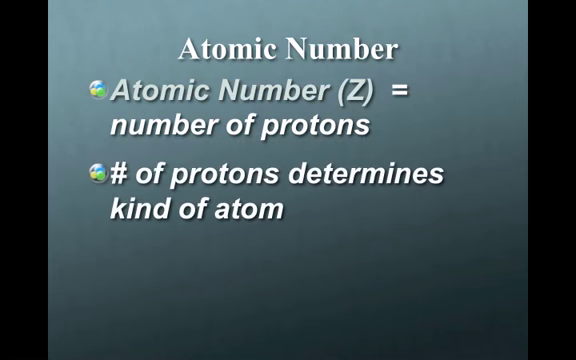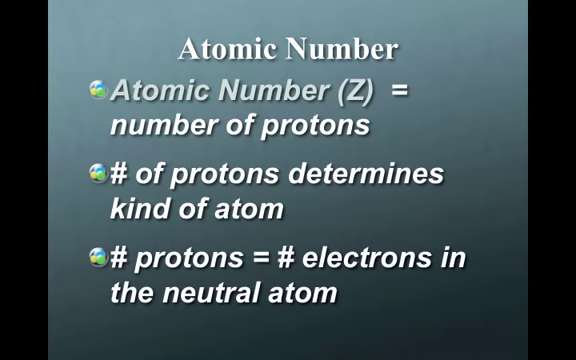Now, the number of protons determines the kind of atom. So if you look at the periodic table, you have hydrogen. You notice in the upper part of that box that hydrogen has the number 1. That 1 stands for 1 proton. If you look over at the next element on the periodic table, helium, helium's atomic number is 2. That means that it has 2 protons. So, if we change the number of protons that an atom has, then we change the identity of that atom.